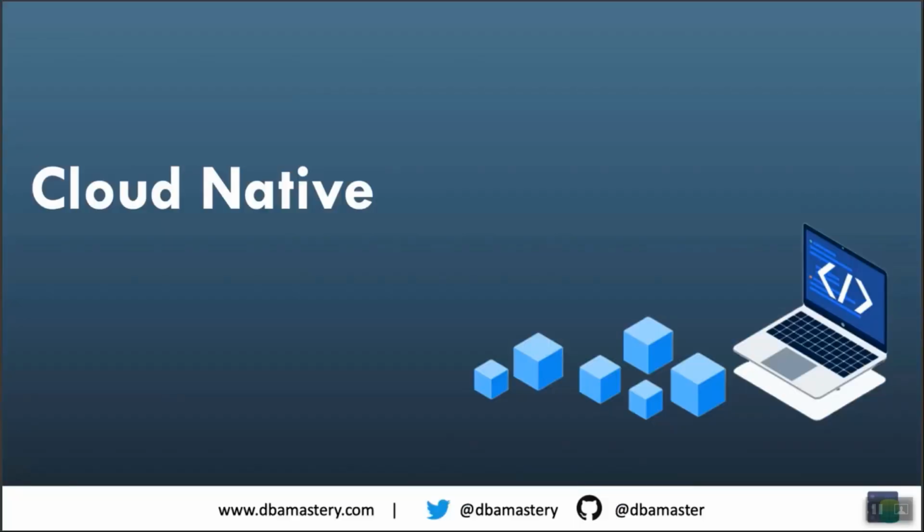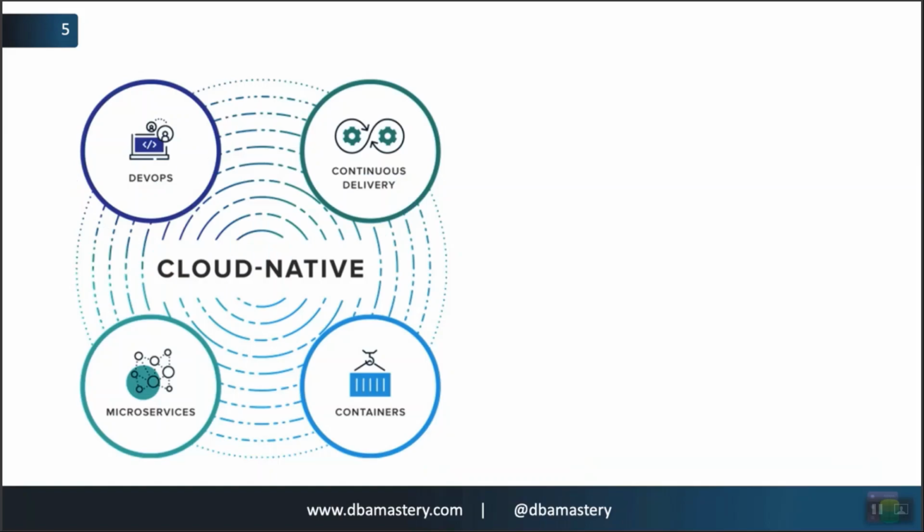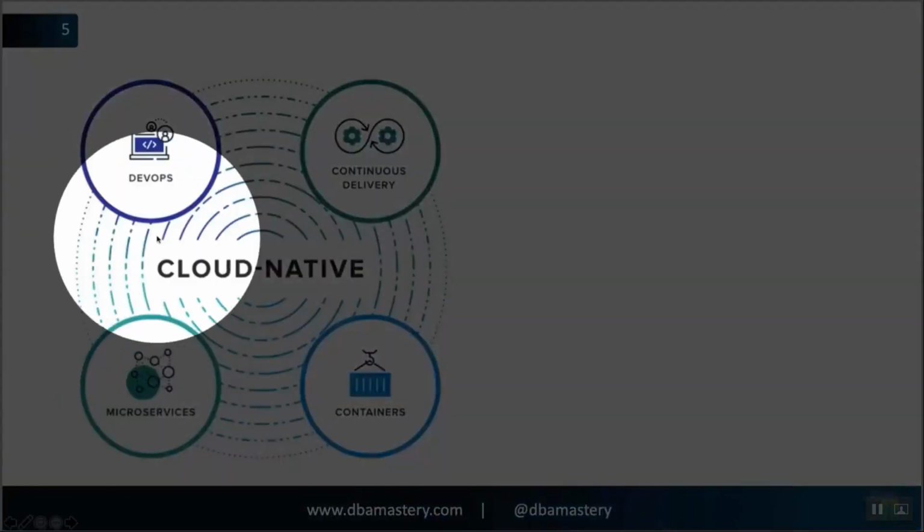Okay, so let's move to the first topic, cloud native. This is kind of a buzzword that you will see and hear everywhere, right? But defining cloud native is quite simple. It's an approach to build and run applications that exploit the advantages of the cloud computing delivery model. Now the question will be, how do we build these cloud native applications? Well, we have these four cloud native architecture principles.